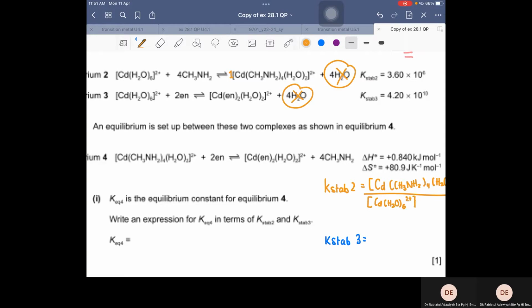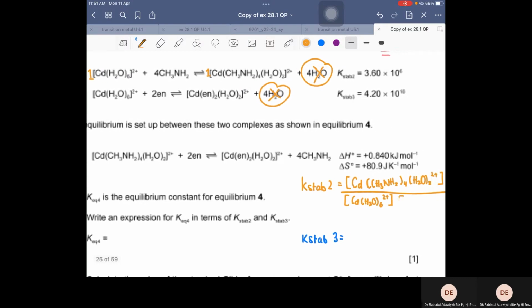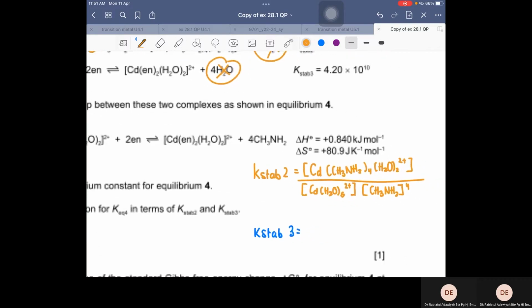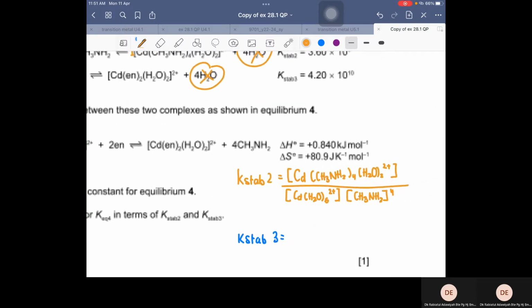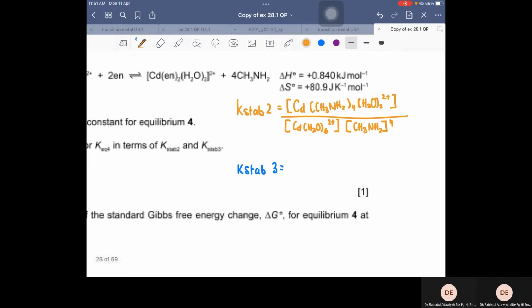Two plus goes inside to the power of 1 because there's only 1 molecule, times the concentration of the other reactant, which is CH3NH2, this time to the power of 4. Okay? That's my case step 2.